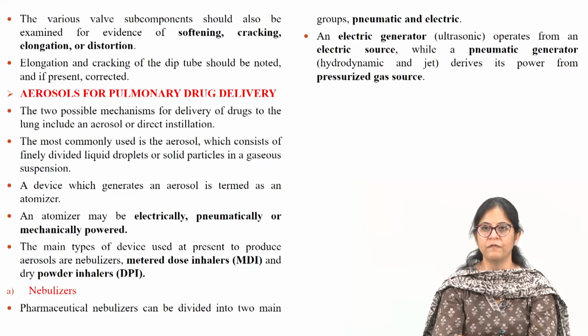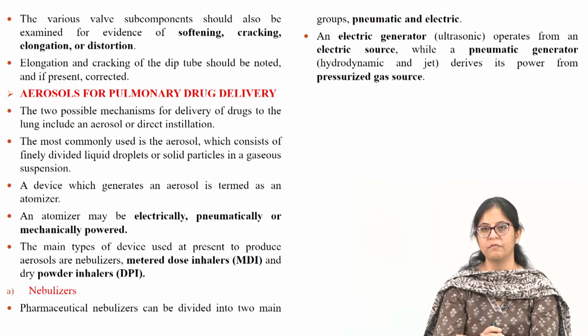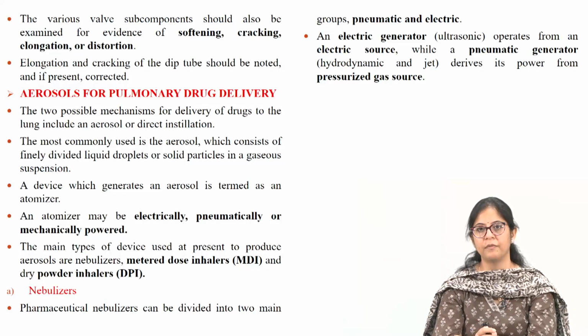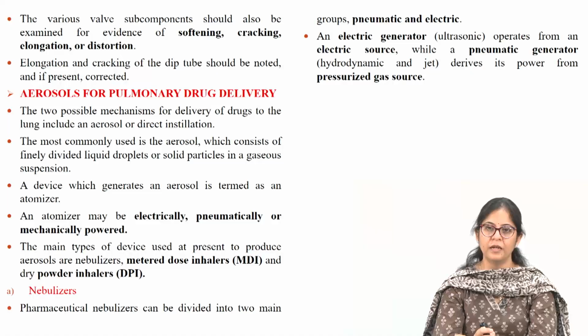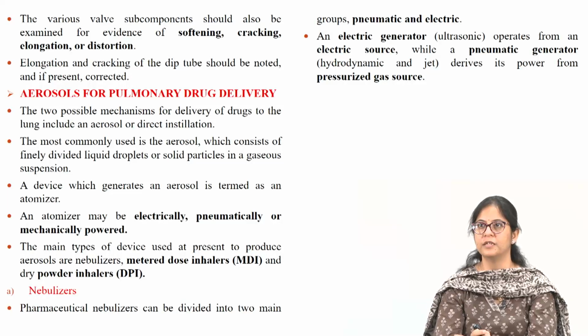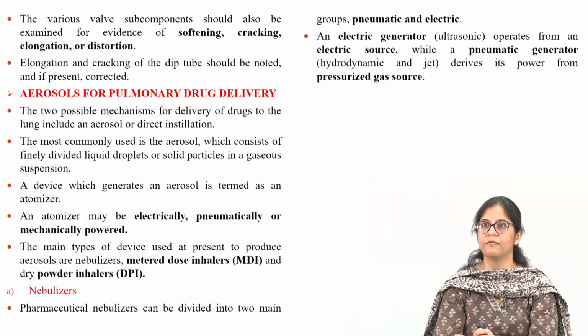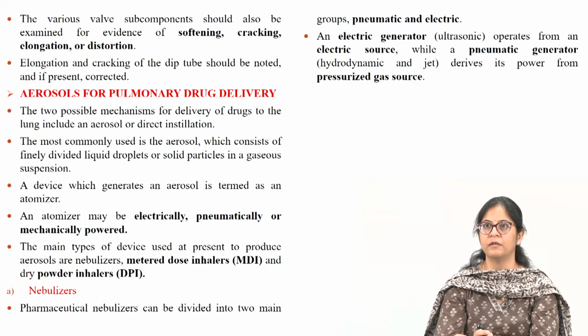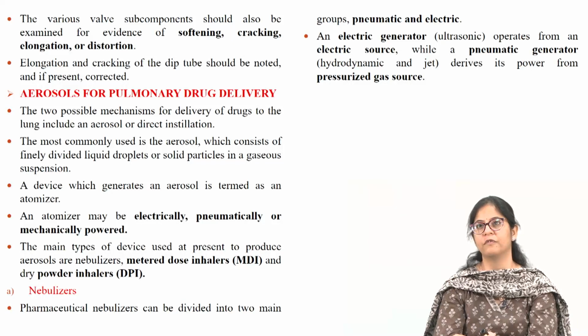The main types of devices used at present to produce aerosols are nebulizers, metered dose inhalers or dry powder inhalers. The nebulizers can be divided into 2 main groups, pneumatic and electric. An electric generator, that is ultrasonic generator, operates from an electric source, while a pneumatic generator, hydrodynamic and jet, derives its power from the pressurized gas source.